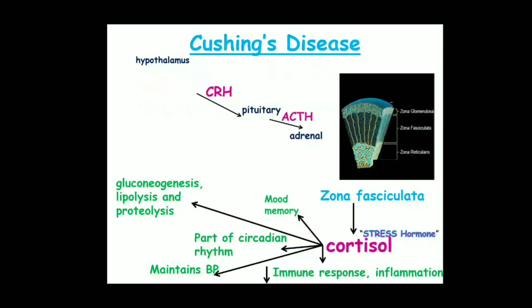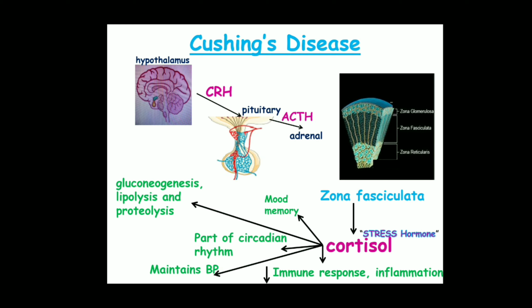Before going into the detail of the disease condition, we shall review cortisol. So the hypothalamus produces CRH, corticotropin releasing hormone, stimulating the anterior pituitary to release ACTH, adrenocorticotropic hormone, which stimulates your adrenal glands to produce cortisol.